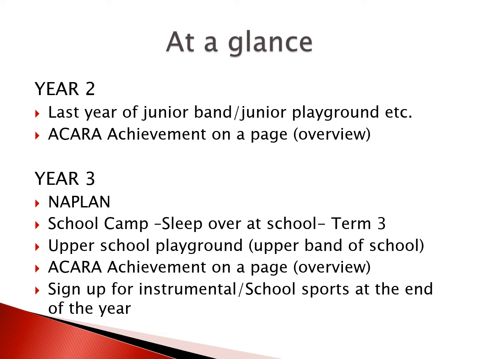Okay, so the big picture for Year 2: it is their last year of the junior school band. It's their last year in the junior playground. Year 3 is their first year in the upper school band. So this year they will be graded using the A to E system, rather than like prior years in Year 2 where they're graded by the VHA, HA, sound, etc. Year 3s will be playing on the senior school playground.